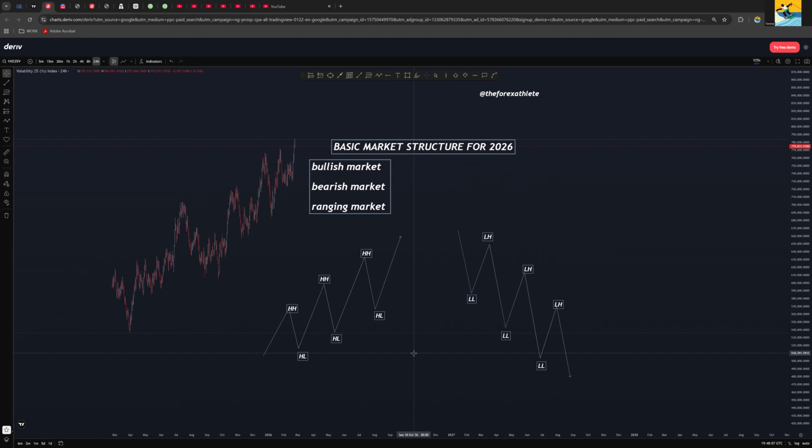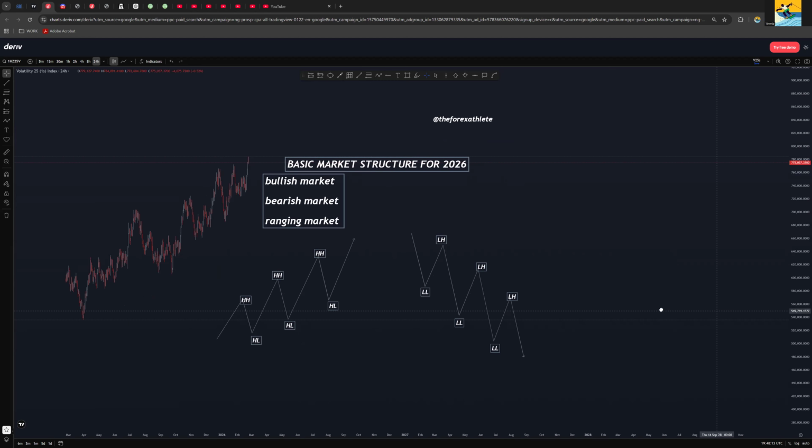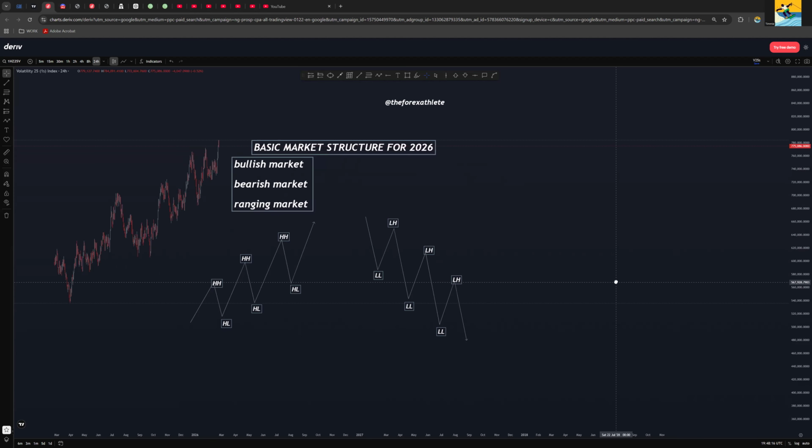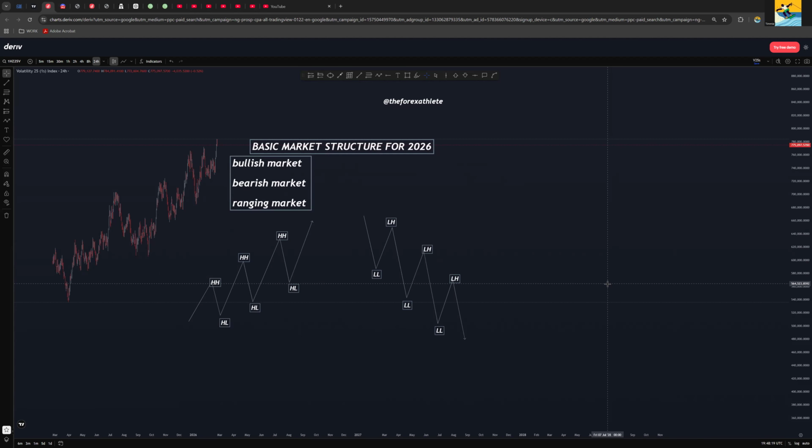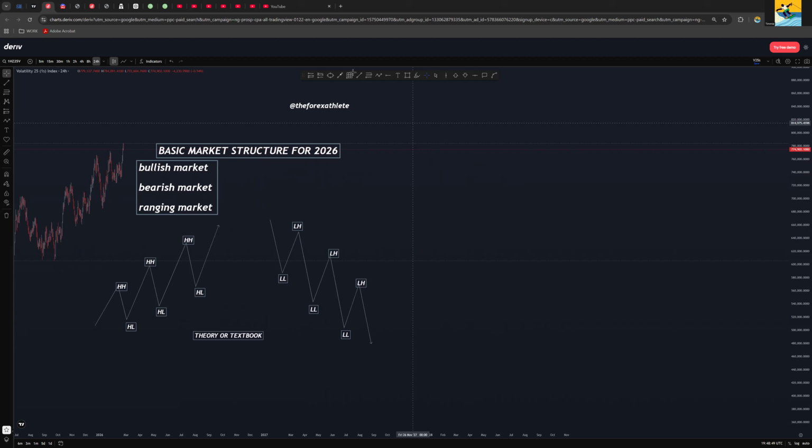Now, this is just the basic theoretical part of the structure. This is not the reality of trading. Whenever we talk about trading, we talk about a bullish market, higher highs, higher lows. This is the textbook nature. So let me write it out for you: theory or textbook. So there we go. But now let us face reality.